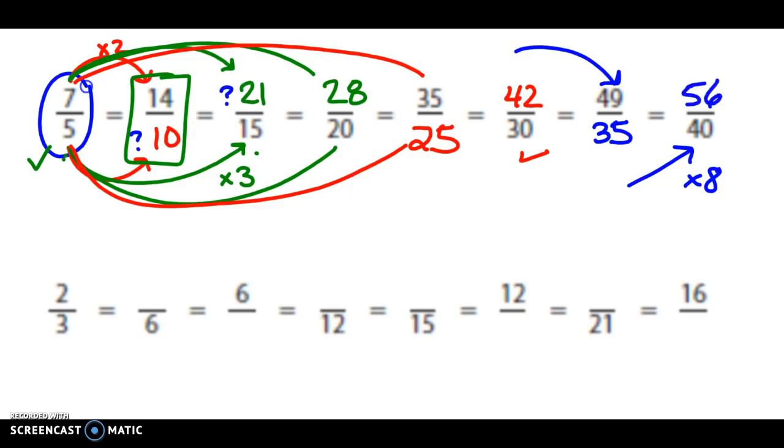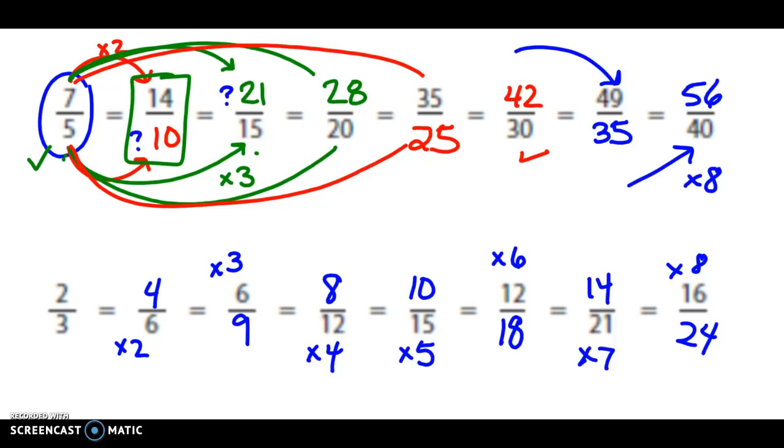Okay? So you try the bottom row. The whole bottom row, fill in all those blanks to make the equivalent fractions. Okay, so I've shown what I multiplied by in each one and then filled in all of the blanks. So each of these would be equivalent fractions.